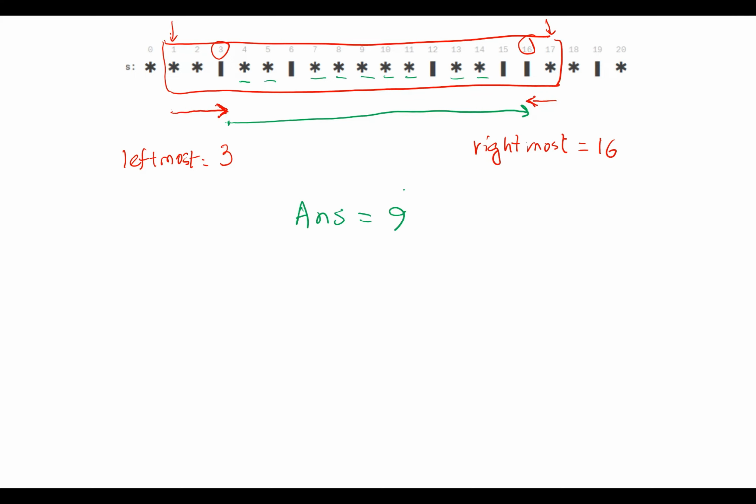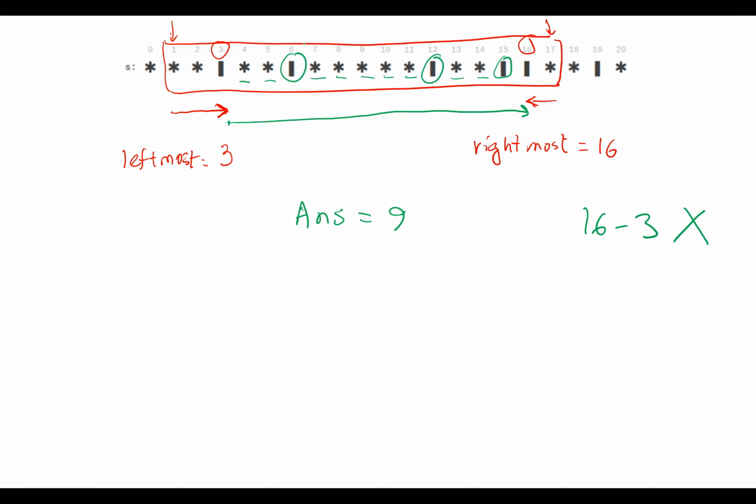Obviously, we cannot just say 16 minus 3. That's wrong. The reason is that between 16 and 3, not everything is a plate. You can see we have other candles, so that's why counting is important.